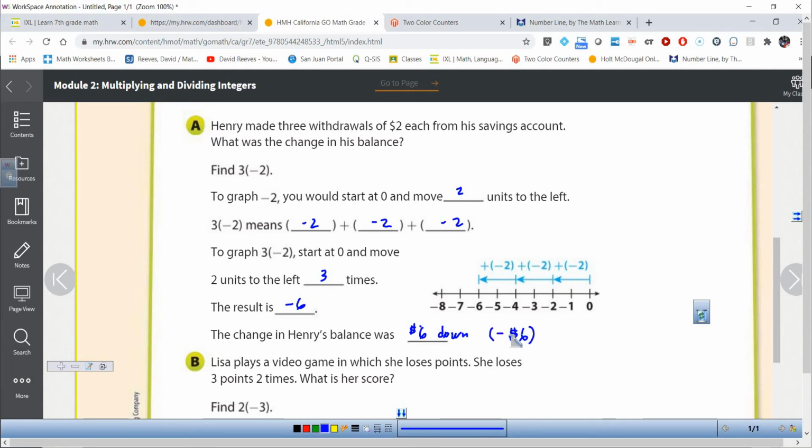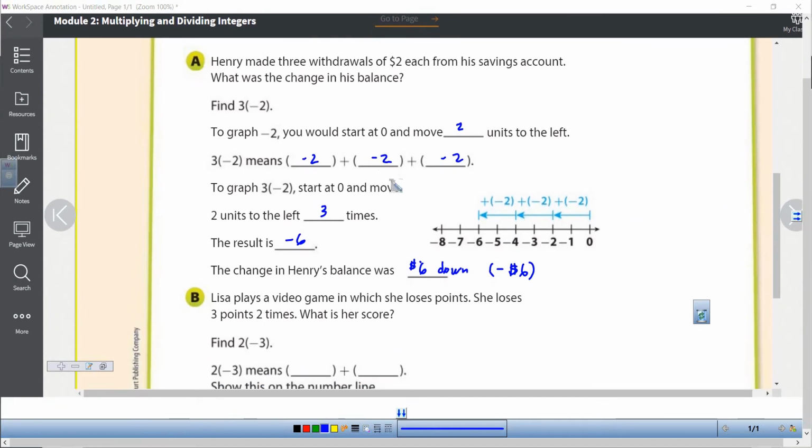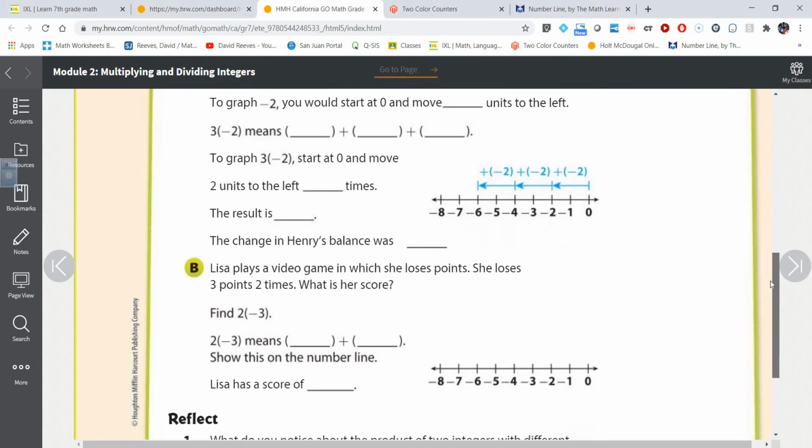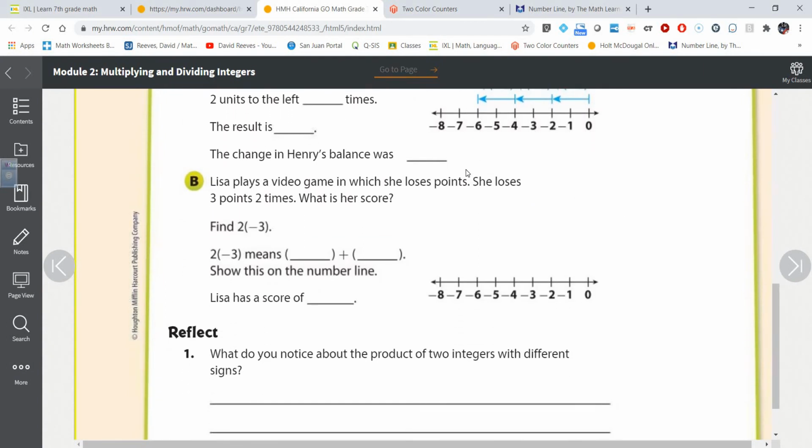That was the change. But keep in mind, you can't really have a negative amount of money. You can owe money, but it went $6 down. I'm not quite sure how they would have us represent that. So when you go to do the online assignment, make sure you look at the example to see if they want you to put 6 or negative 6 for that answer, because the answer to the math problem is negative 6 because it went 6 down. All right, here we go.